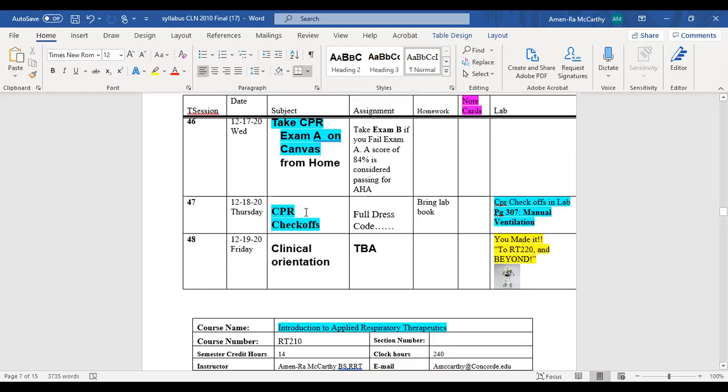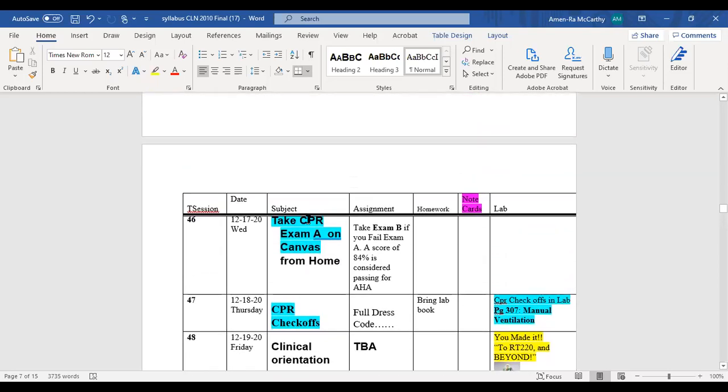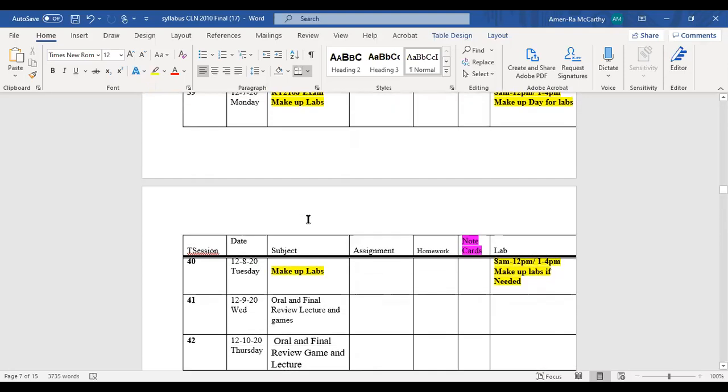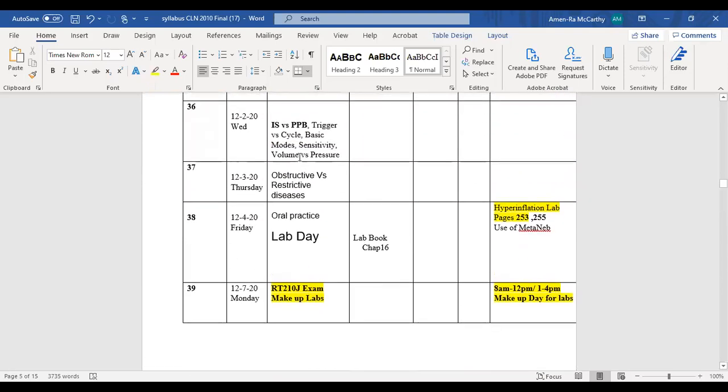All right. So the 18th, that Thursday, will be the CPR checkoffs. You'll probably go home and be done. Friday is clinical orientation, if she comes to talk to y'all. She might not. So the 18th may be your last day. So that is the rundown. Coming up, you're almost done.